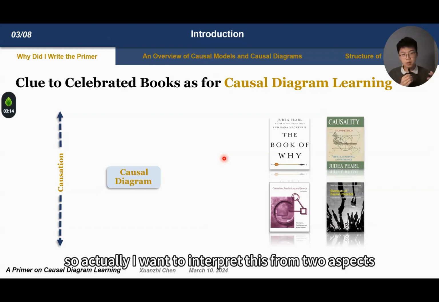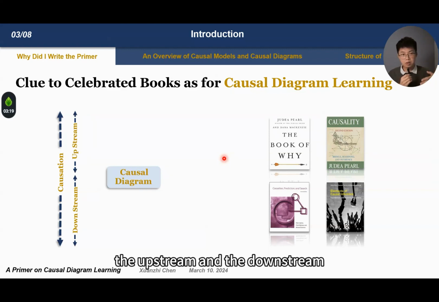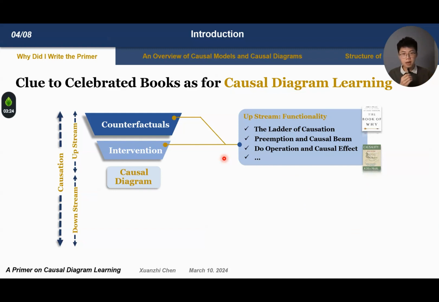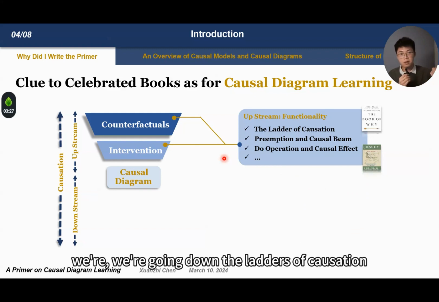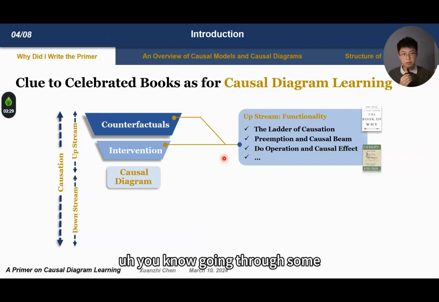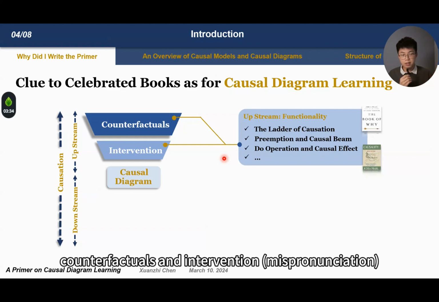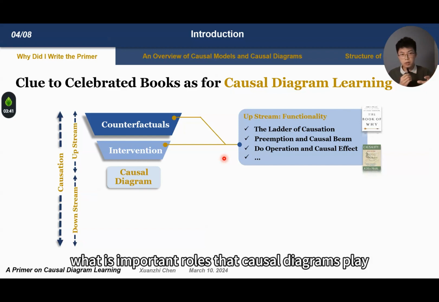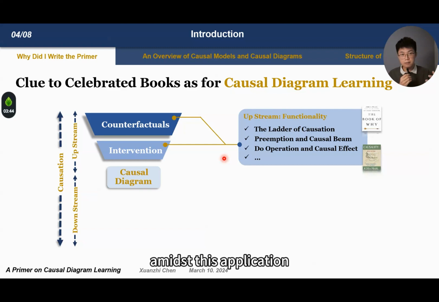So actually, I want to interpret this from two aspects: the upstream and the downstream. For the upstream, it's like we're going down the ladder of causation, going through some pivotal concepts such as counterfactuals and interventions. I try to have your attention to see what is the important role that causal diagrams play amidst this application, or what makes it so appealing for both philosophers and scientists.